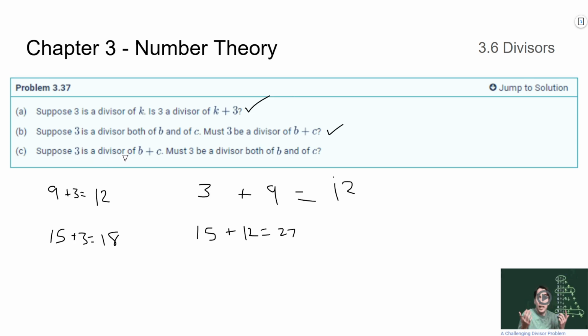Now, suppose that 3 is a divisor of b plus c. Must 3 be a divisor of both b and c? Well, let's say b plus c is 15. That's a multiple of 3, right? So let's say 15 is equal to 1 plus 14. Well, 3 is not a divisor of either of these numbers. These are not multiples of 3. So no, not necessarily true.